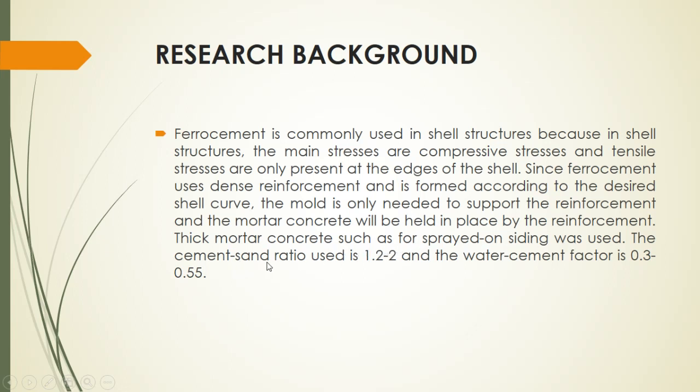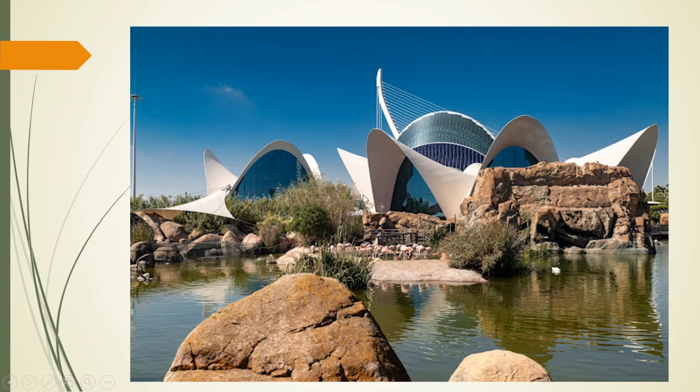The cement sand ratio used is 1:2 and the water cement factor is 0.3 to 0.55. This is an example of the application of ferrocement in a cell structure.